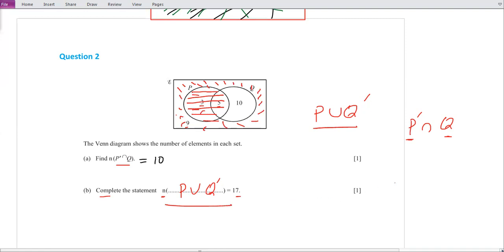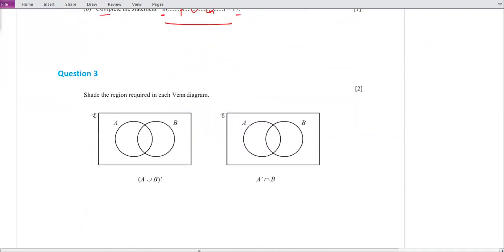So when a shaded region is given, you have to identify the expression out of that. Can you guys rejoin the link, please?